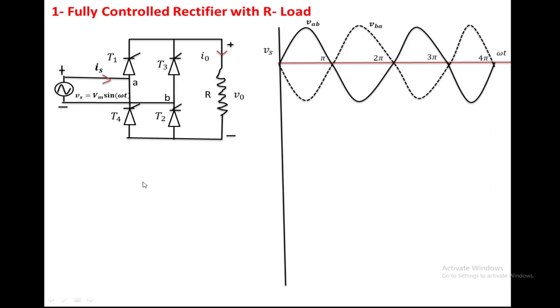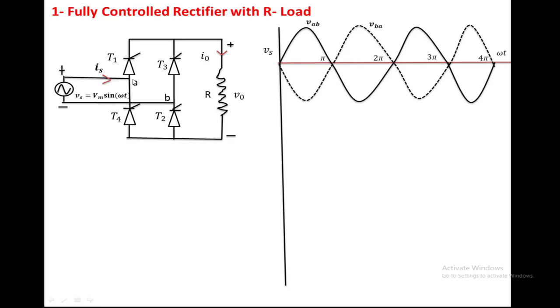So we want to draw the output voltage V0 when T1, T2 and T3, T4 are conducting. The output voltage is just equal to the input voltage across the conducting SCRs. So in the input waveform, we have taken two voltages, one is VAB, another one is VBA. During the positive cycle of the input voltage, that is 0 to pi, A is positive with respect to B.